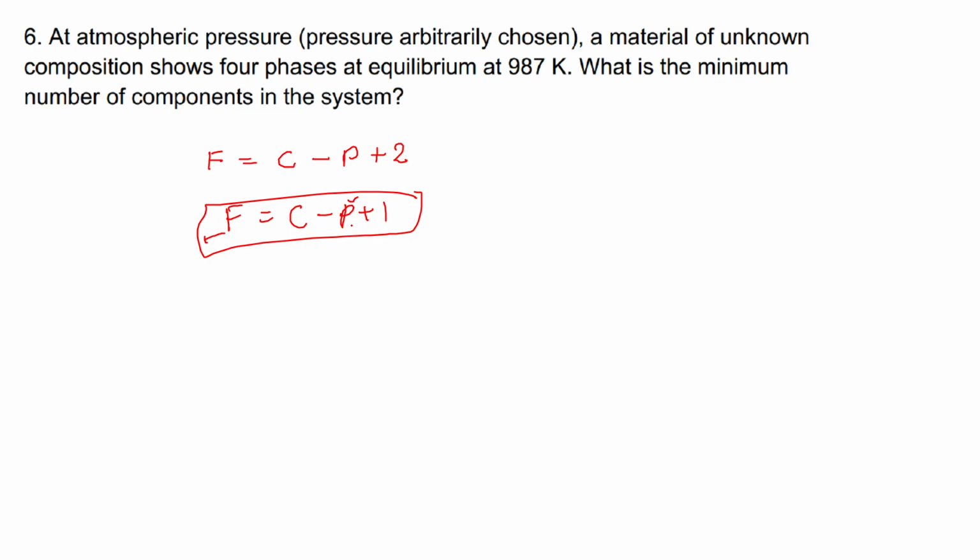Okay, good. Now, what will be the C value? That you have to find. Now, what will be the P value? Phase? 4, which is given in the question. Now, it is easy to find. You just have to substitute. 0 = C - 4 + 1. So C is equal to 3. Okay?